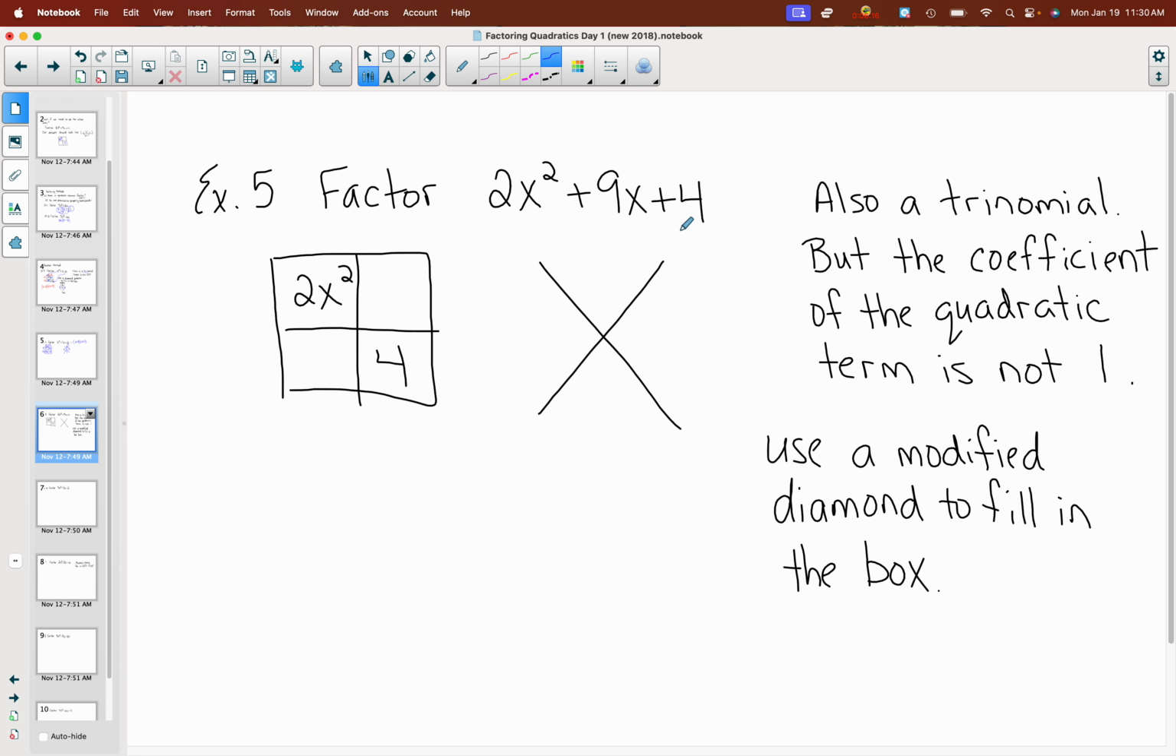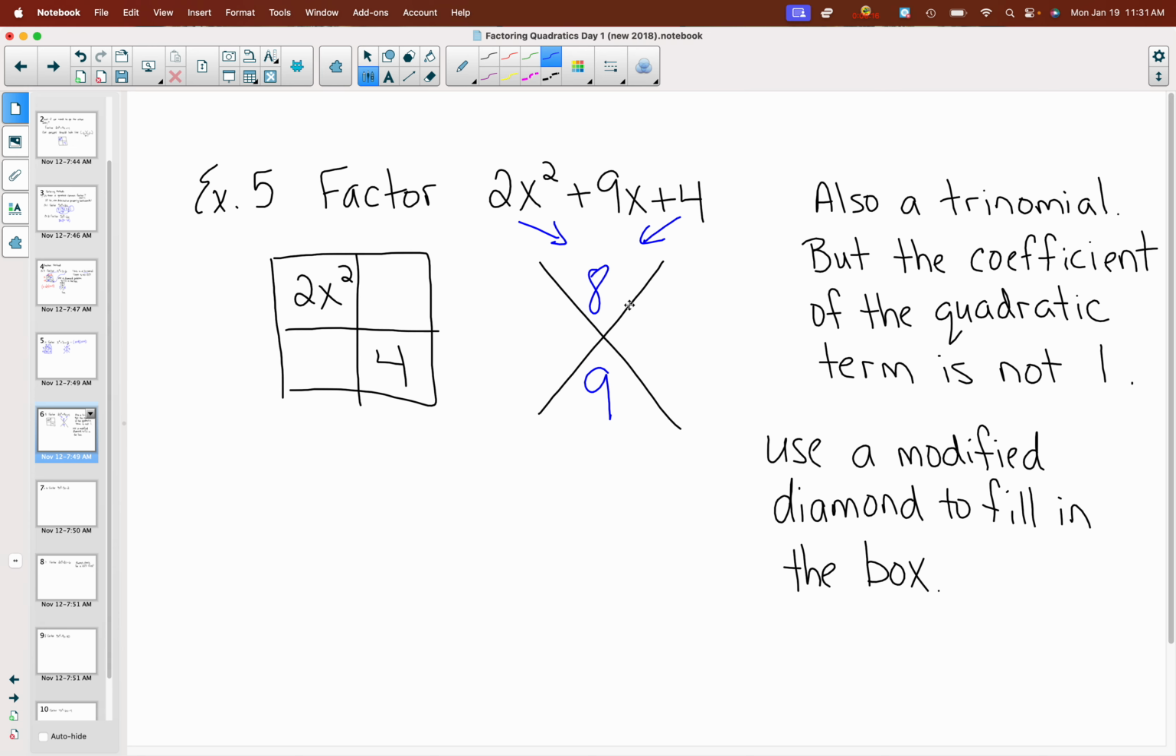Okay, so here's another that's still factoring a trinomial, but if you look at the coefficient of the quadratic term, the x squared is the quadratic term, notice it's not a 1. So we're going to do what's called a modified diamond to fill in the box. Now, we still know this is a 2x squared. The x squared part goes here. The constant goes here. We have to figure out how to break up the x's. But to get the top number, the product, 2 times 4 is 8. So you're going to multiply those two things together for the product. The sum is still just the 9.